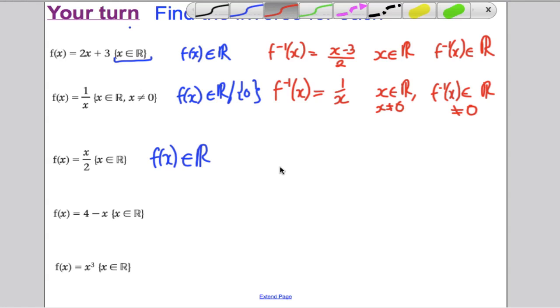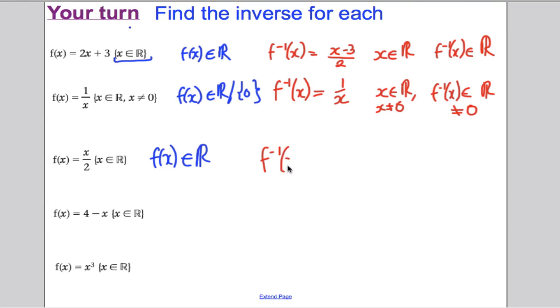What's the opposite to halving a number? Well, the opposite to halving a number is to double a number. And because the domain and the range were both all the real numbers, in this case, the domain and the range of the inverse will also be all the real numbers.